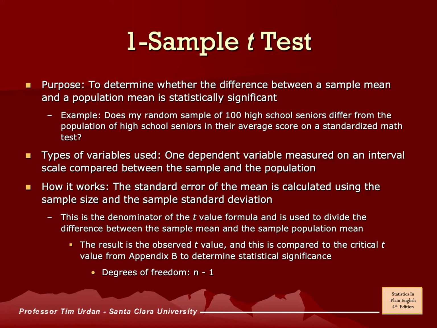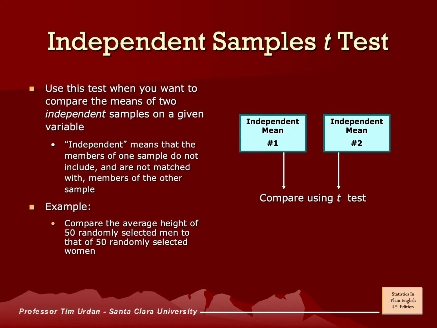We have one independent variable that's measured on an interval scale, and we're going to compare that between the sample and the population. How this works is the standard error of the mean is calculated using the sample size and the standard deviation, and that's going to be the denominator for the t-value. That's why we learned that last week. It's used to divide the difference between the sample mean and the population mean, and the result is what we observe as a t-value. We're going to use Appendix B to be able to work with those t-values. And Excel is going to do a fair amount of this number crunching, so don't panic over some of the formulas you're going to see.